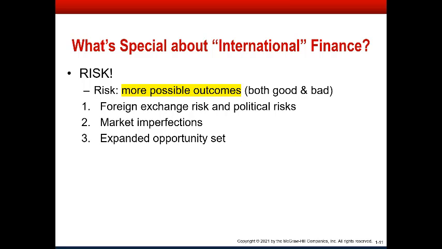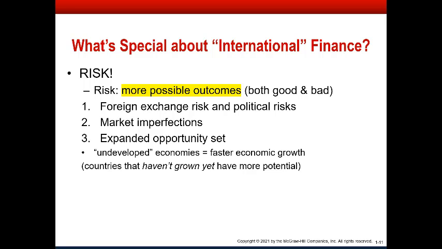Finally, the issue of an expanded opportunity set. Expanded opportunity set, pretty self-explanatory. You have more opportunities to make money, to sell your product. And the way I want us to think about this is the biggest opportunities for MNCs often are going to be in undeveloped economies. Why? Because undeveloped economies, poorer countries, if they can get on a proper path for their economic system and their institutions, their laws, their taxes, and so on, they will achieve faster economic growth. And the reason for that is that countries that haven't grown yet have more potential to grow.